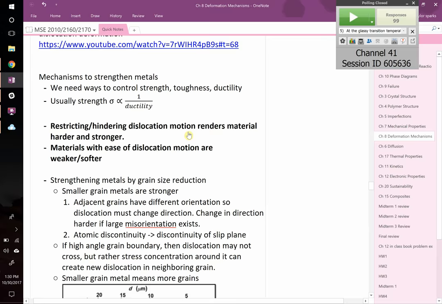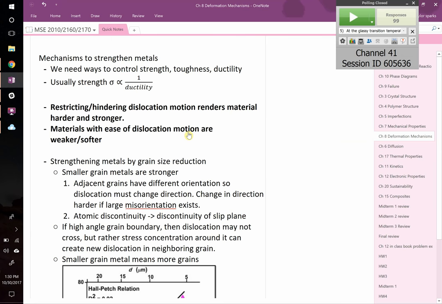Now let's shift gears and talk about mechanisms to strengthen materials, right? And you're always going to need to do this as engineers. You're going to need to be able to compromise between strength, toughness, and ductility. You can't have all of them at a maximum. There's a compromise to be had. You always have to somehow pick. We're going to have a certain ductility, a certain strength, and a certain toughness, but you can't maximize all of them. And one of the most common ways to control that compromise is by controlling grain size, right?